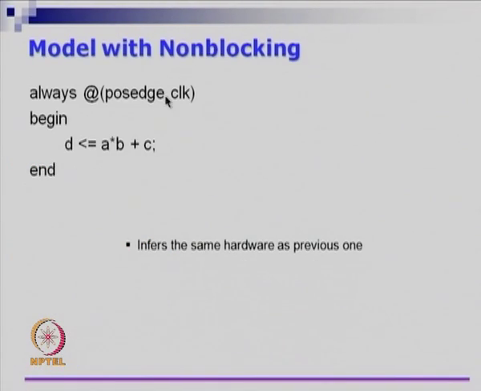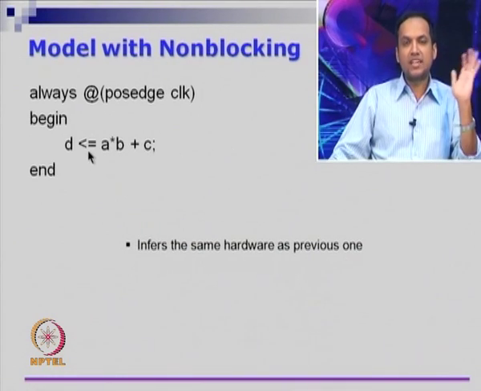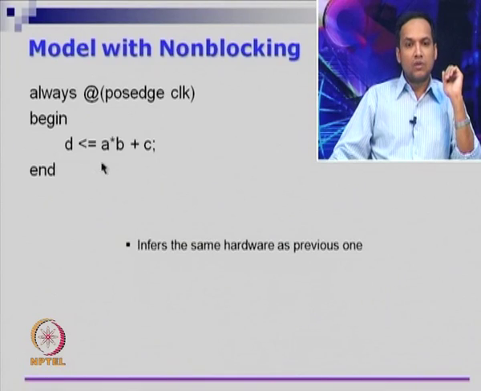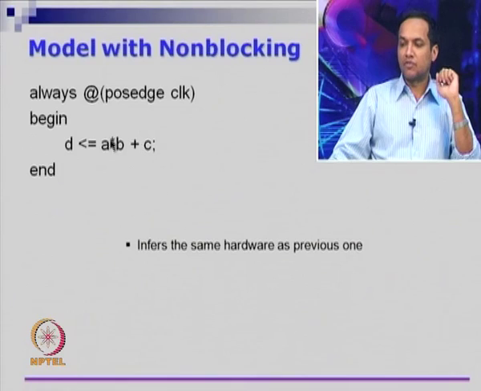Let us now look at a different kind of statement. So here what we have done is, always at passage of clock, D equals A times B plus C is put inside the always statement. So you could write something like this. This is still in some sense relatively straightforward. You have A times B plus C.